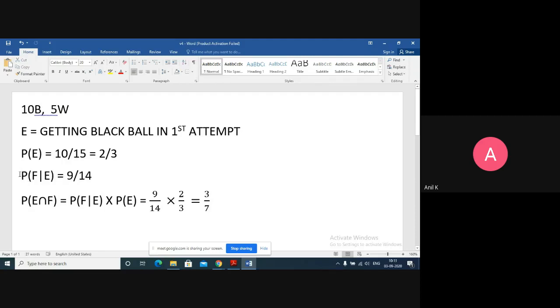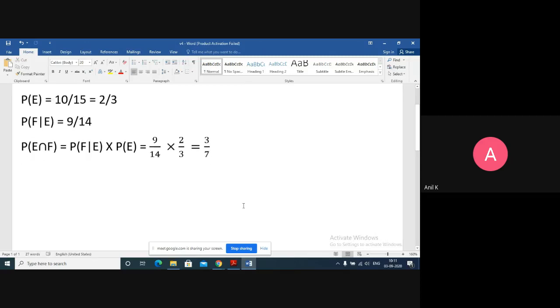As you said, sir, it depends on whether a white ball or a black ball comes in the first attempt, because here I am taking F slash E, which means E already happened. E already happened means getting the black ball in the first attempt. So the total number of black balls left for the second time is 9 only, and the total number of balls left is 14 only. So this is one example.